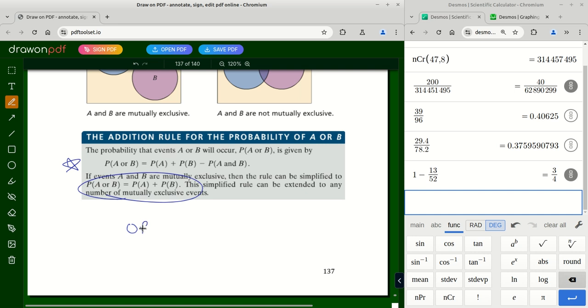When you see the word or, it typically means to add. When you see the word and, it typically means to multiply. Okay? That's just a general understanding of how this kind of thing works. So or means add, and means multiply. That's kind of what's going on, okay? So that's the takeaway from this.